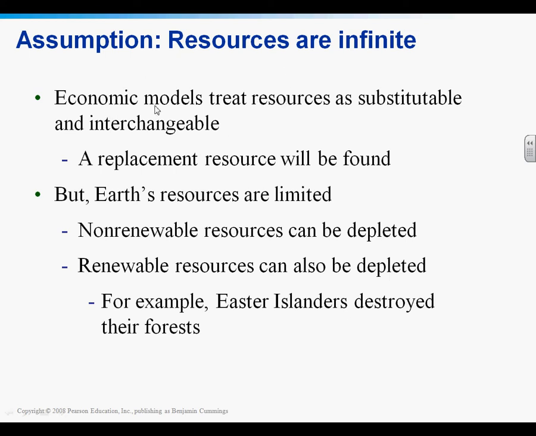And some models are saying, well, if we use them all up, then a resource replacement will be found. Listen, people, we live on a spaceship that's hurtling through outer space, and what we have is what we got. Our resources are limited. Can we manage them to where they're not depleted? Renewable resources can be depleted.